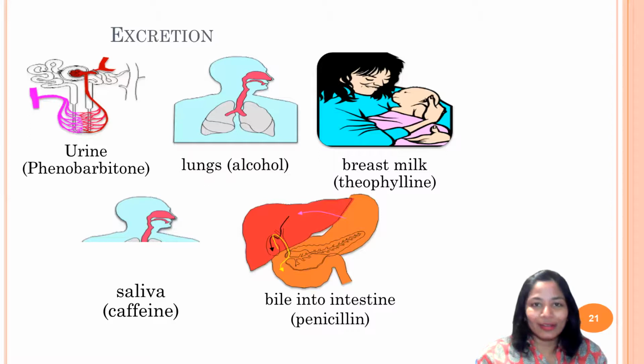Next is the lungs, with alcohol. When a police officer suspects the driver has taken alcohol, what do they do? They use a breath analyzer to find out whether alcohol has been consumed or not. Why? It's because it's excreted through the lungs and comes out. Breast milk, saliva. When you go to Starbucks or any other coffee place that you really like, after you take the coffee and after about an hour or so, you still have a feeling of the coffee in your throat. Why? It's because it's being excreted out through the saliva as well.